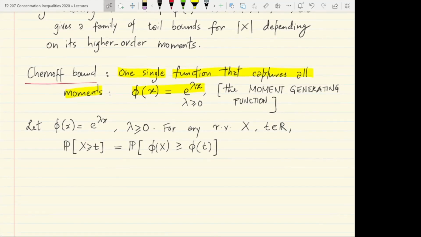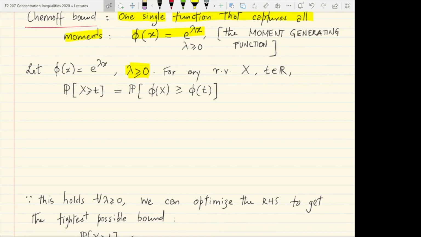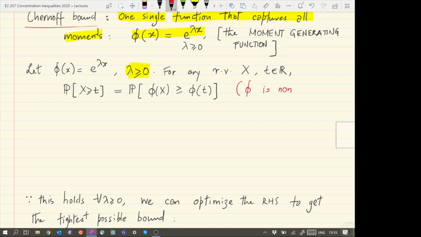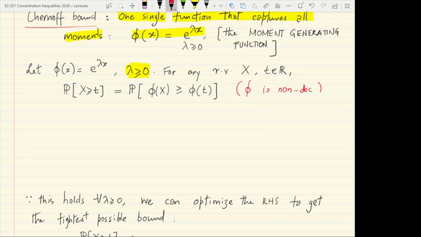So let us take phi of x equal to e raised to lambda x, where lambda is any non-negative number, so that phi of x becomes a valid non-negative non-decreasing function. And for any random variable x and any number t, we can have the following derivation. The probability that x exceeds t is the same as the probability that phi of x exceeds phi of t. This is because phi is, as we just saw, non-decreasing with an increase in its argument.